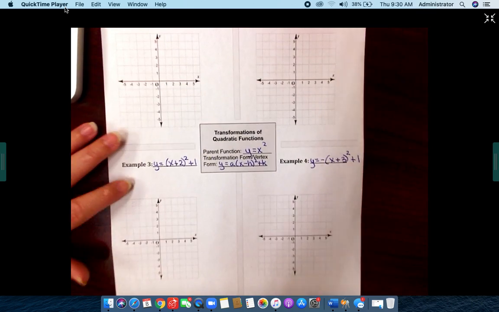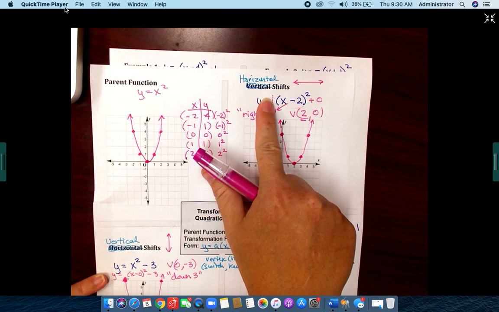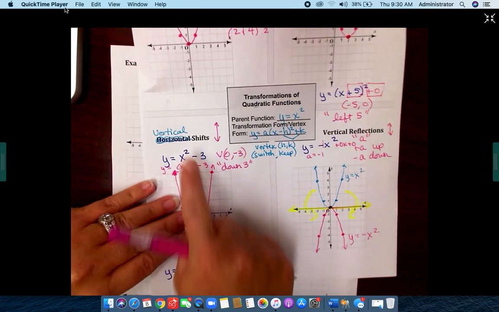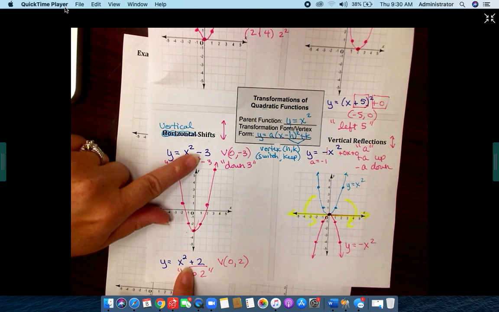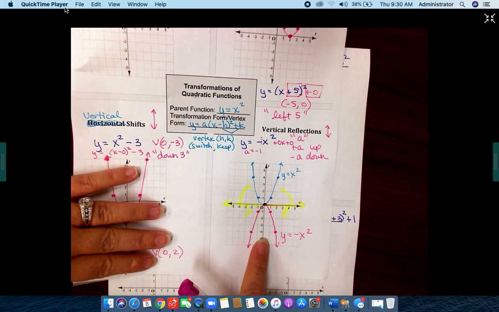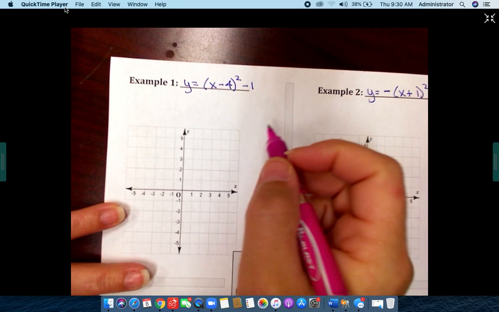So let's go ahead, and I have one more sheet where we're just going to do the graphs of 4 examples and start combining all these horizontal shifts, which means in parentheses I go left or right, and my vertical shifts, which means I go up or down according to the sign of the constant at the end. Or if it's negative, I may end up flipping it down. So we're going to take all those concepts and do that now.